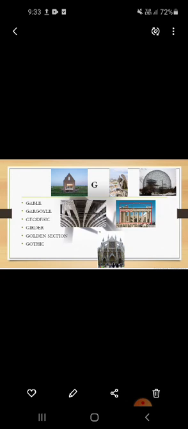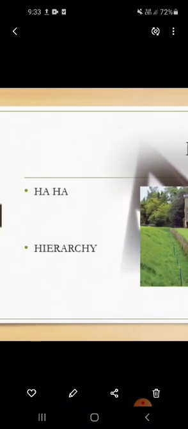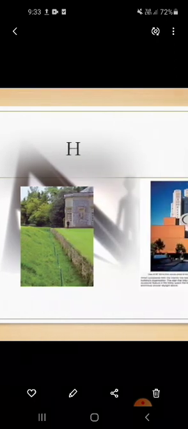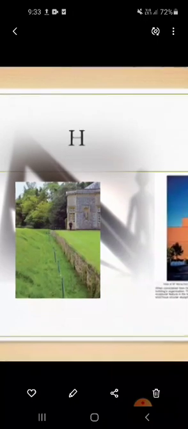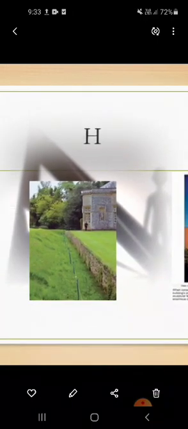Then we have H. In this H, I have only incorporated two words, the first is ha-ha. Now, what is a ha-ha? It's a garden boundary that was designed to be unseen and therefore provide an uninterrupted view, creating the impression that the garden continues without any disturbance into the countryside. So that's simply a ha-ha. It's a garden which continues and which is uninterrupted by any structural element.